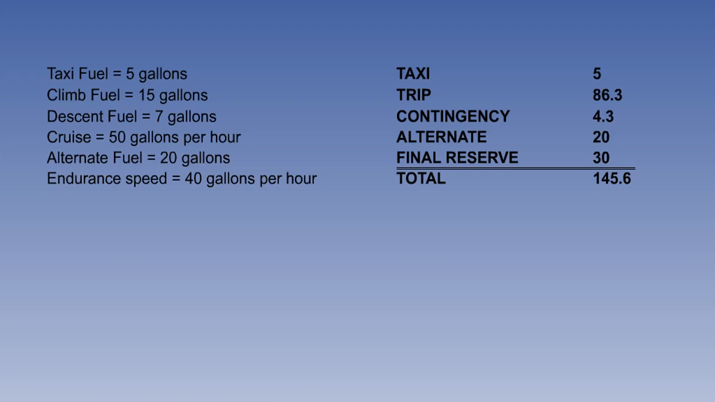To calculate the fuel load at the destination, assuming we did not use the contingency fuel, subtract the taxi and trip fuel of 91.3 gallons from the total uplift. The answer is 54.3 gallons.